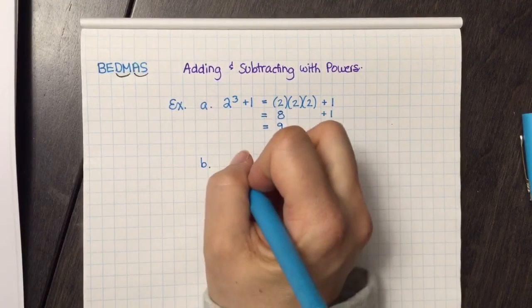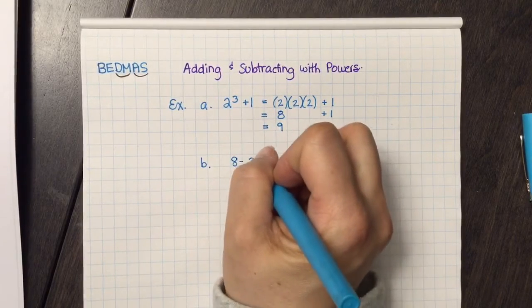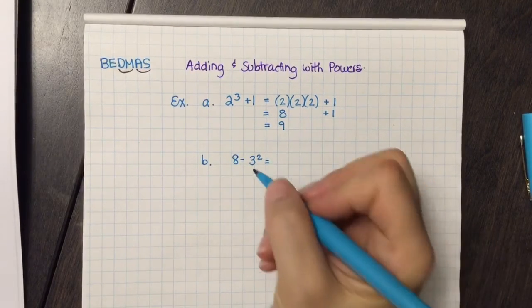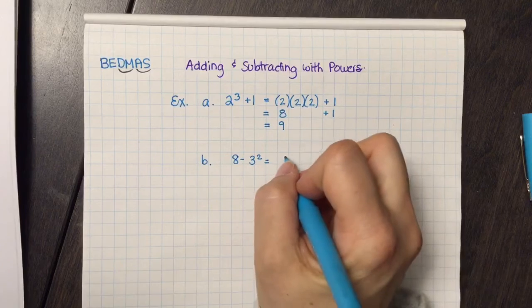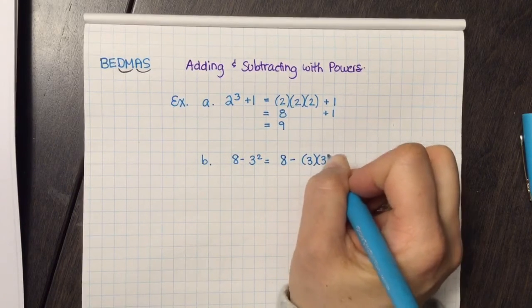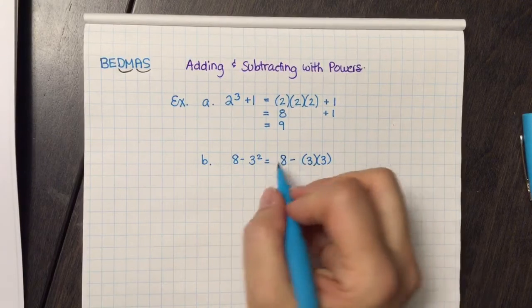B has 8 minus 3 squared. What does that equal? Again, we're going to take a look at the exponents first. So 8 minus 3 times 3, because I have two 3's.